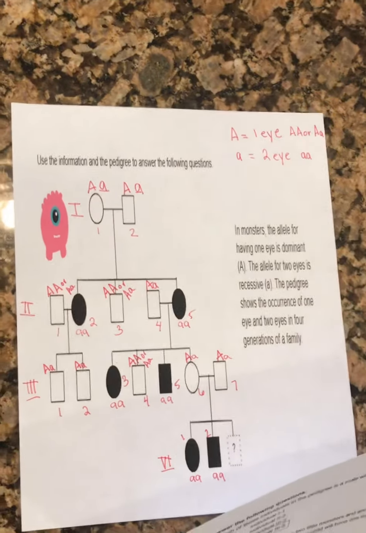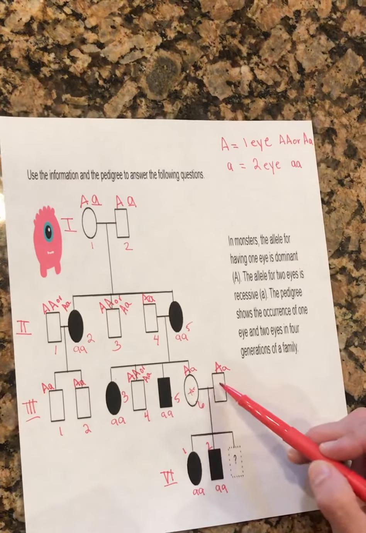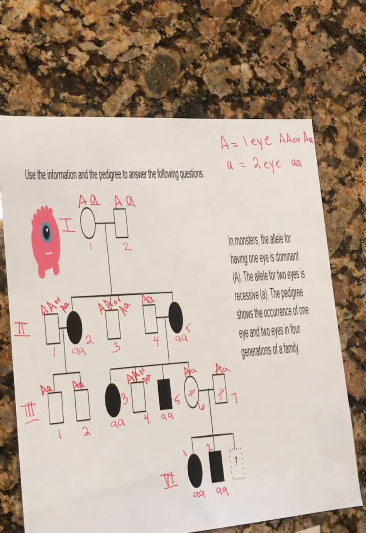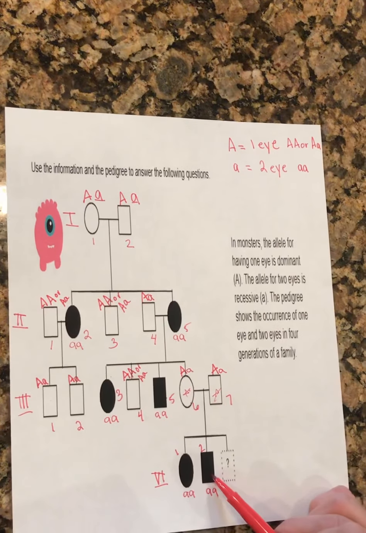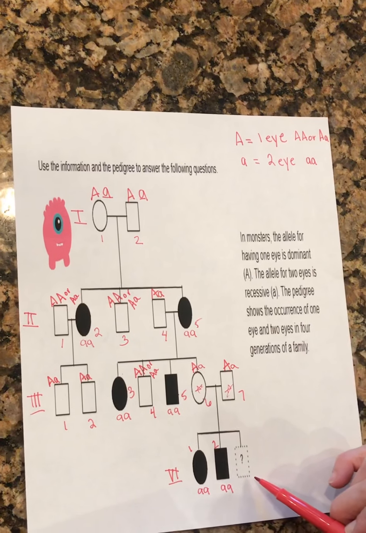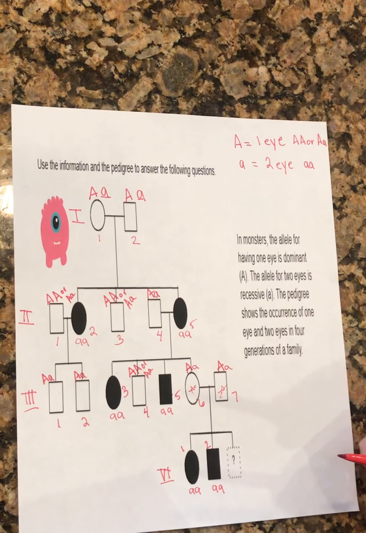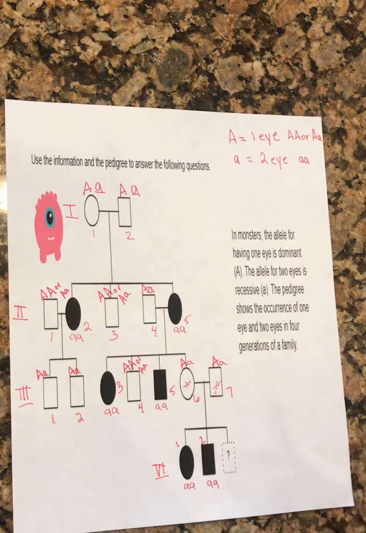Then it says individuals 3-6, this is 3-6, and individual 3-7 have two little monsters. So they have two little monsters, but they're expecting a third. So this one is the baby that's on the way. It says their two children have two eyes. What's the chance of their third child having one eye?